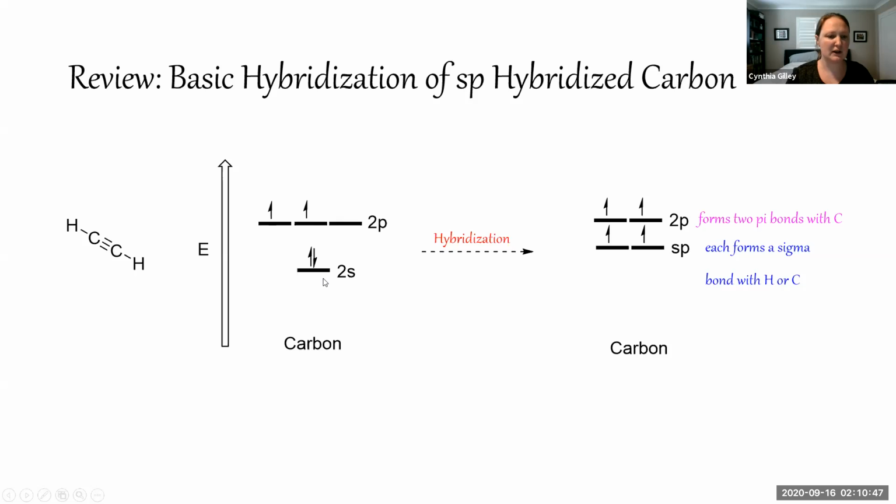After hybridization of one of the 2s orbital and one of the 2p orbitals, we get 2 sp hybridized orbitals and 2 remaining unhybridized 2p orbitals. One electron will go into each orbital. The sp hybridized orbitals will be used to form the sigma bonds, one to a hydrogen and one to a carbon. And then the 2p orbitals will be used to form 2 pi bonds with the other carbon that are, what we say, orthogonal, or 90 degrees apart from one another.